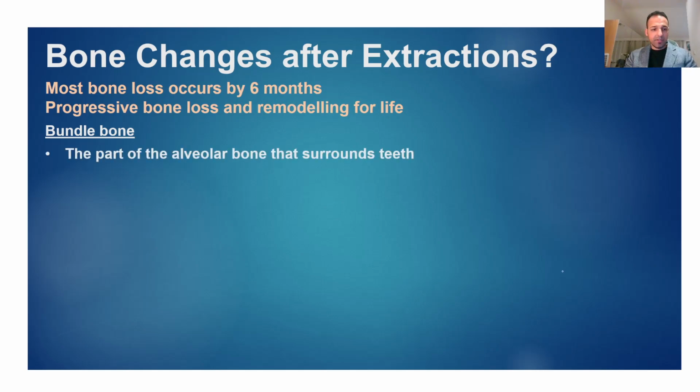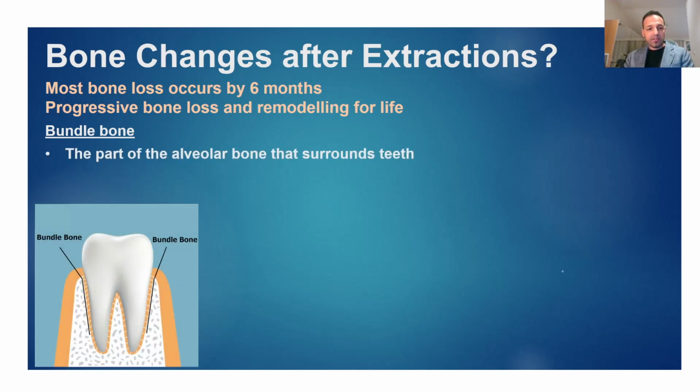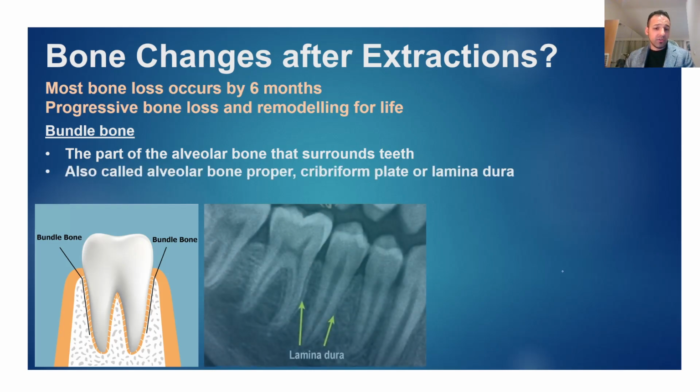What is the bundle bone? This is really important for extractions and implants. It's the part of the alveolar bone that surrounds the teeth, as you can see in this diagram here, shown by the yellow structure going around the tooth. It's also called the alveolar bone proper, or the cribriform plate, or lamina dura. So we've got 4 terms for this, okay? And this is why it's often confused.